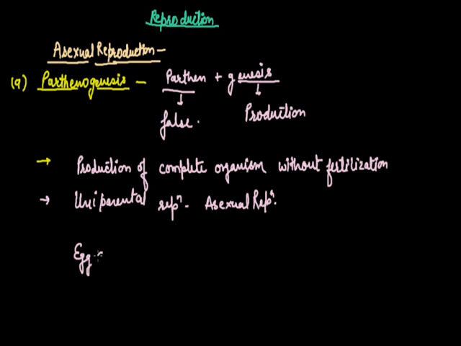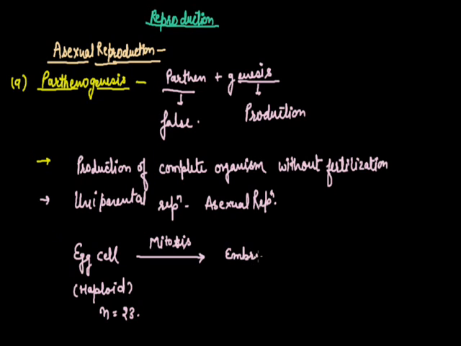Here the egg cell is a haploid structure. If suppose this one is a human egg cell, then 23 chromosomes are found, which undergoes mitotic division and will form an embryo. Although this embryo is haploid in nature again, and that gives rise to a haploid. This is called parthenogenesis. It's very common in plants, but somewhere it's also found in animals.